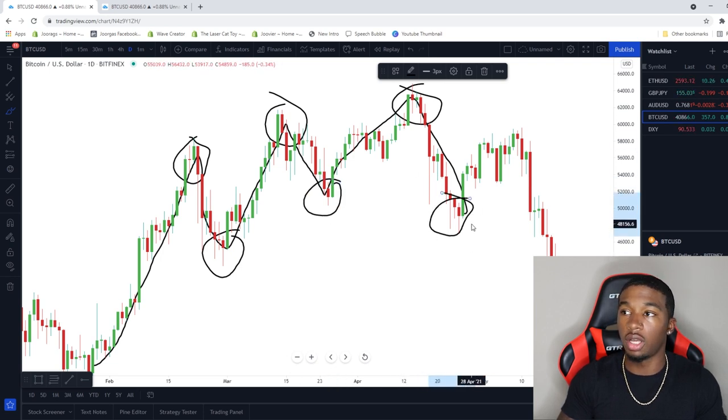So this would be the change of a trend, because as you see, this is a higher high, then a low, higher high, then a higher low, higher high, then a lower low, because this low is now lower than this one.